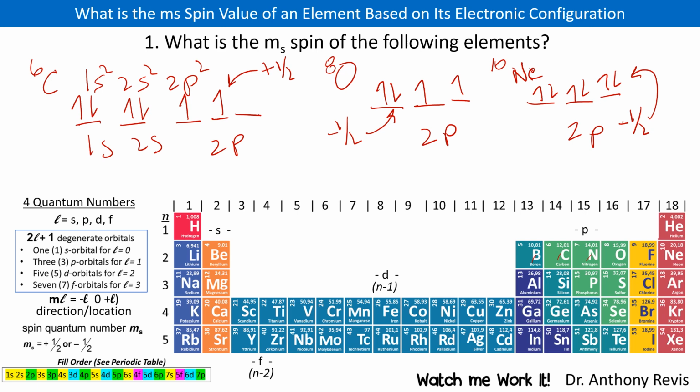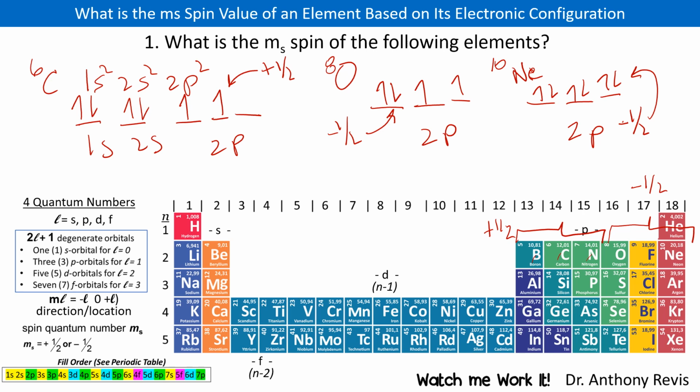It's interesting to note that what you find is that the first 3 will populate with a plus 1/2 spin, and the last 3 will populate with a minus 1/2 spin.